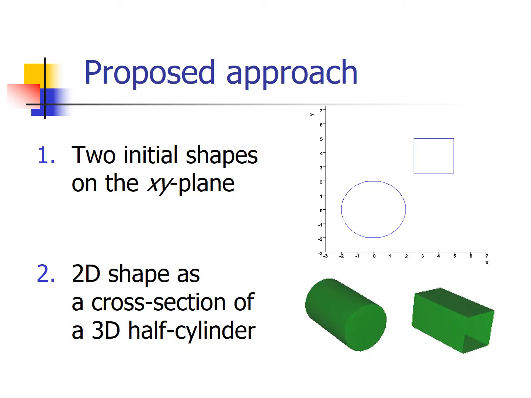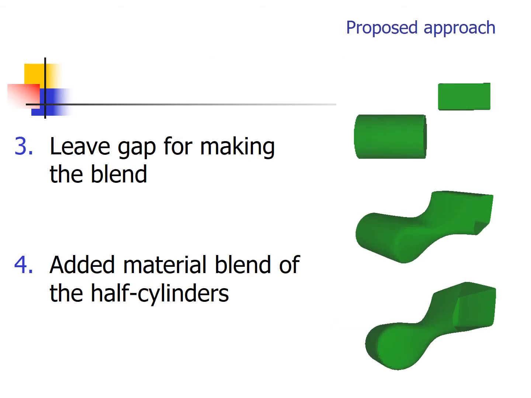Let us formulate step by step the space-time blending approach and illustrate it with two-dimensional initial shapes. First step, two initial shapes are given on the xy plane, in our case a ring and a cross. Second step, each shape is considered as a cross-section of a half cylinder in 3D space, a cylinder bounded by a plane from one side, as is shown in figure. Step number 3.